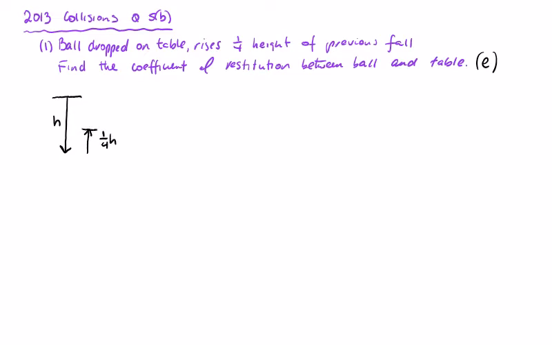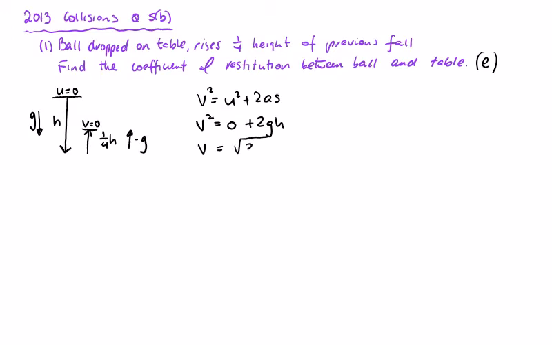What happens at the top here? It's going to stop before falling back down again. And here my initial velocity is 0. So going down, it's going to fall with an acceleration of g, and it's going to rise with an acceleration of minus g. So let's start with the fall and we get the speed. So v squared is equal to u squared plus 2as. So v squared is equal to 0 plus 2gh. So my velocity at impact is the square root of 2gh.